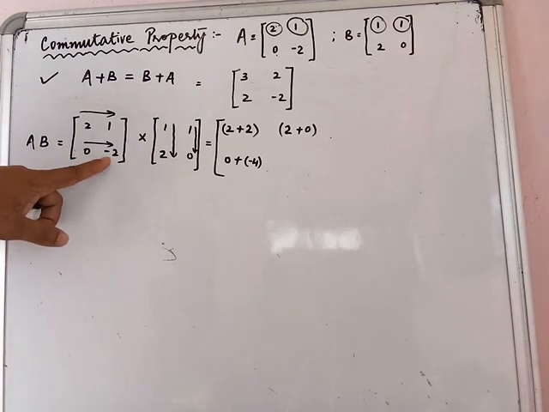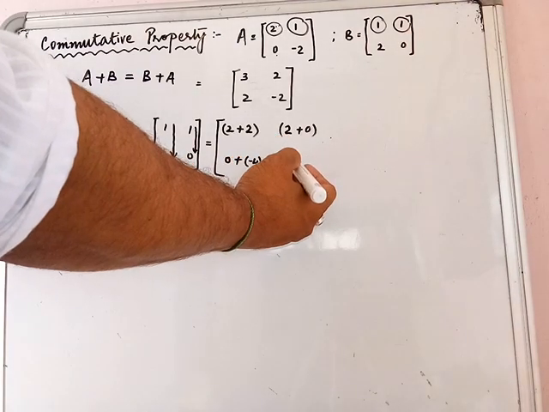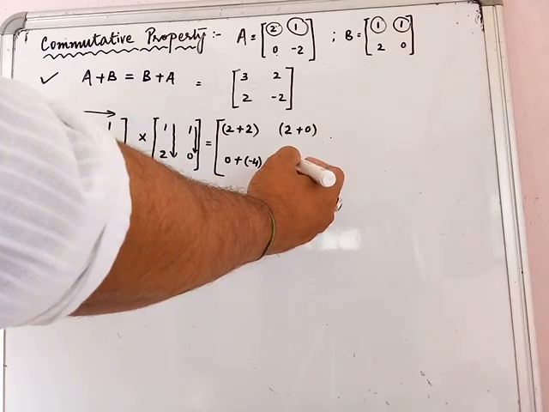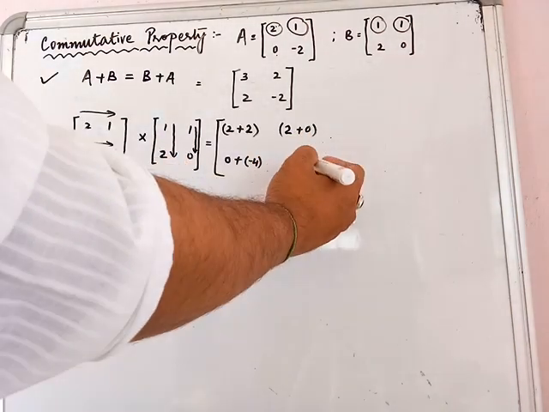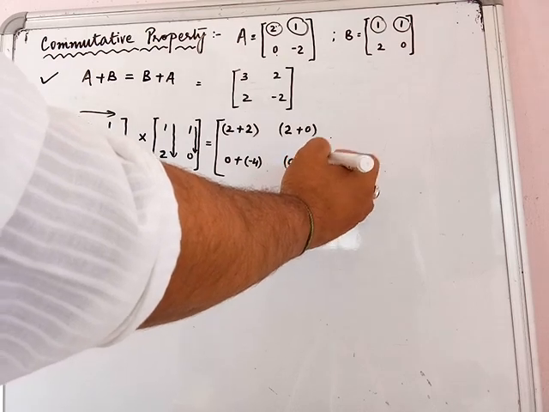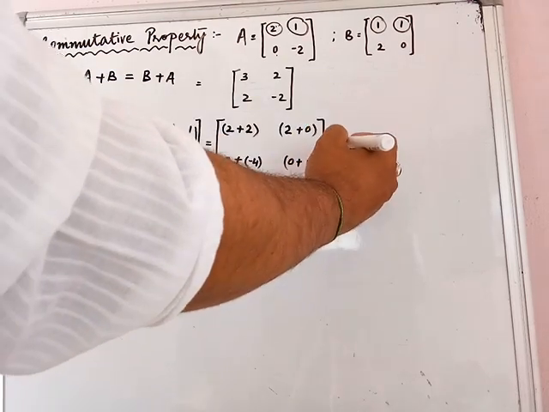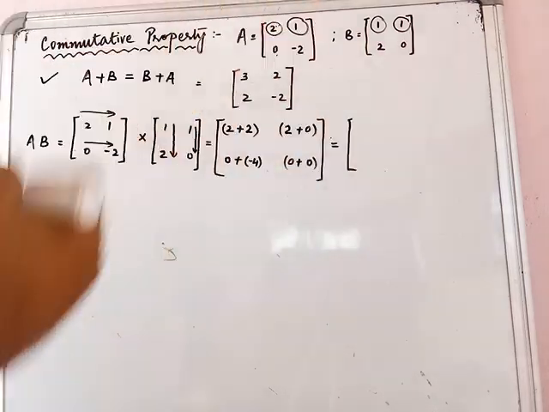There's a minus sign here. Similarly, now for the last entry, 0 multiplied by 1 is going to give you a 0, plus minus 2 multiplied by 0 will give you a 0 here also. Okay, so after multiplication, what is the final answer that we get?